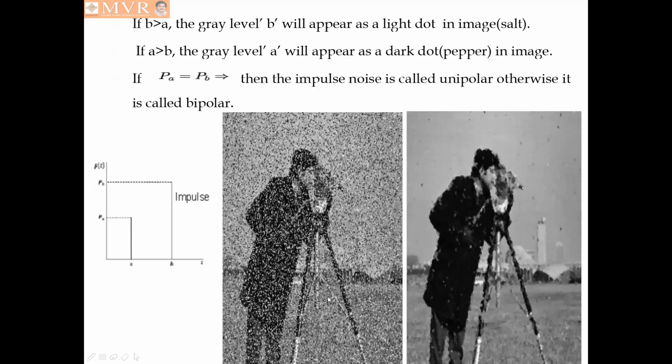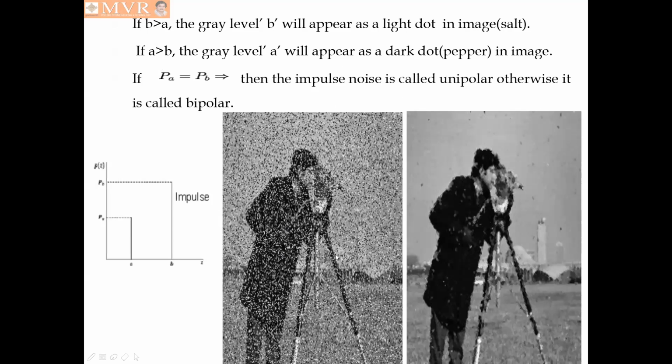Here is an image, a cameraman, with a lot of impulsive noise. The density of the impulsive noise is higher here. If b is greater than a, then the gray level b appears as a light dot in the image, called salt. If a is greater than b, then the gray level a appears as a dark dot, pepper, in the image. If Pa equals Pb, then the impulsive noise is called unipolar. Otherwise, it is called bipolar.